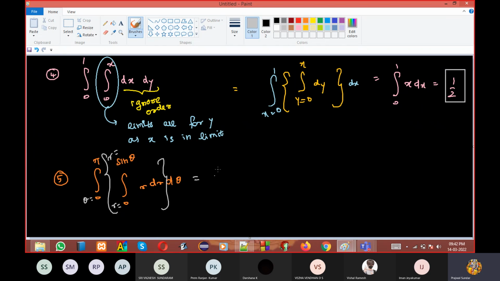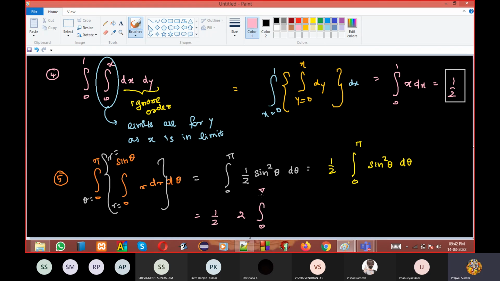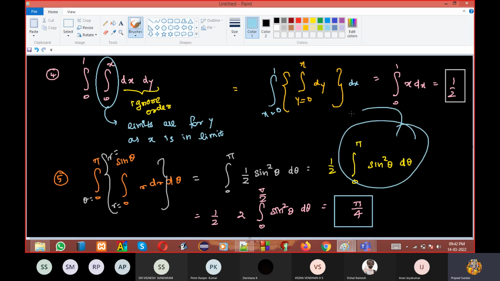What will happen? r squared by 2. So you will get sine squared theta by 2, half into sine squared theta d theta. So you can apply this rule. First you take the constant outside, integral 0 to pi sine squared theta d theta. Now you can write half into 2 into integral 0 to pi by 2 sine squared theta d theta. So directly I'll write pi by 4. How I wrote this directly as pi by 4, we'll definitely be discussing that. Please wait.